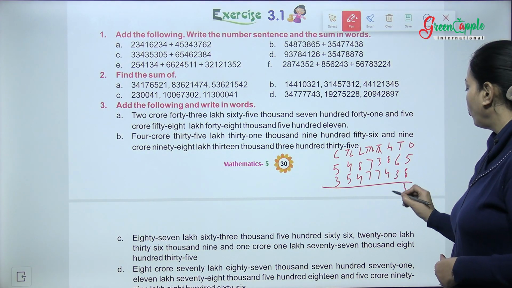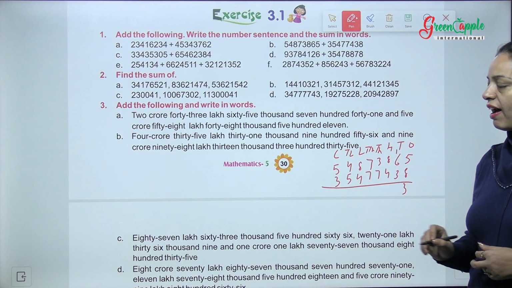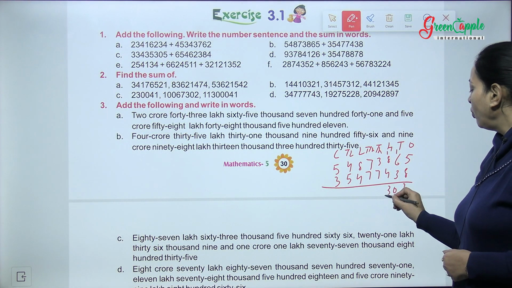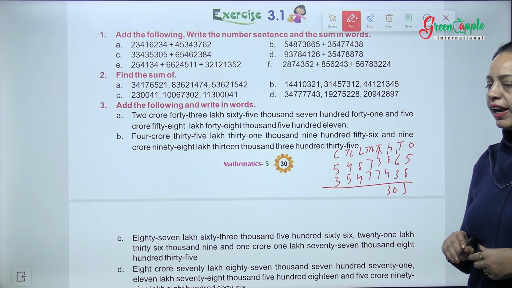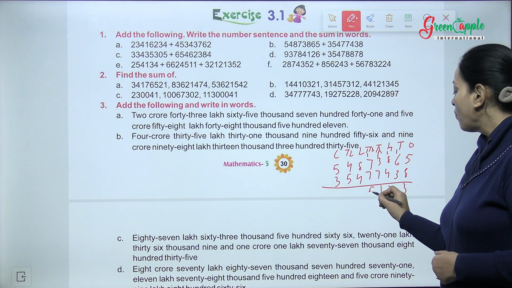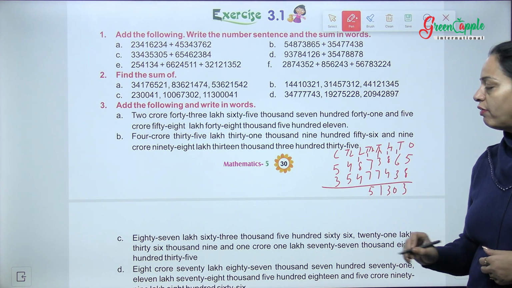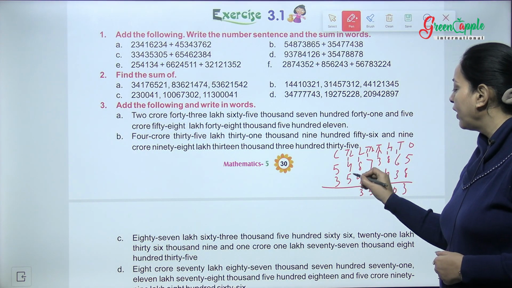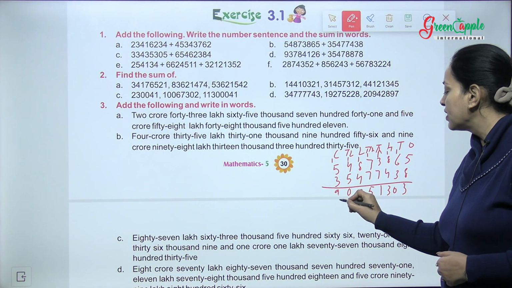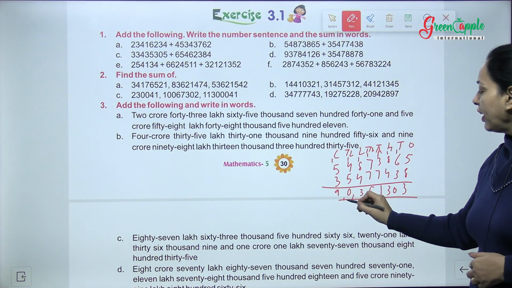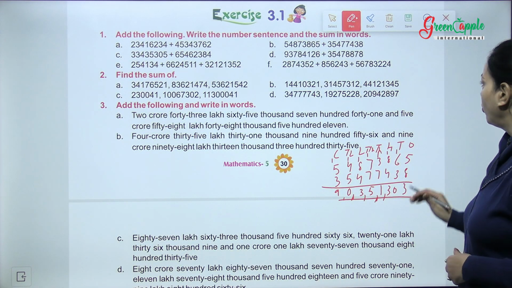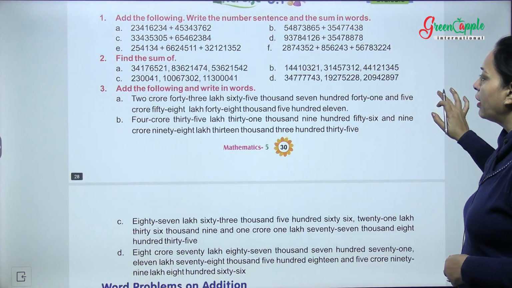8 plus 5, 13. 3 here, 1 carry. 6 plus 3, 9 and 1, 10. 0 here, 1 carry. 8 and 4, 12 and 1, 13. 3 here, 1 carry. 7, 3, 10 and 1, 11. 1 here, 1 carry. 7, 7, 14 and 1, 15. 5 here, 1 carry. 8 and 4, 12 and 1, 13. 3 here, 1 carry. 4 and 5, 9 and 1, 10. 0 here, 1 carry. Now this is 9. So what are we getting? 9 crore 3 lakh 51,303, right?